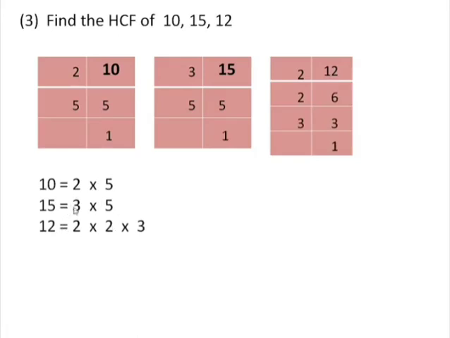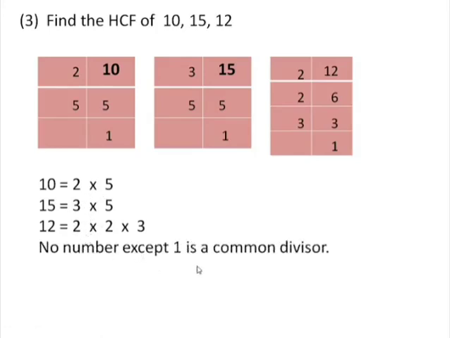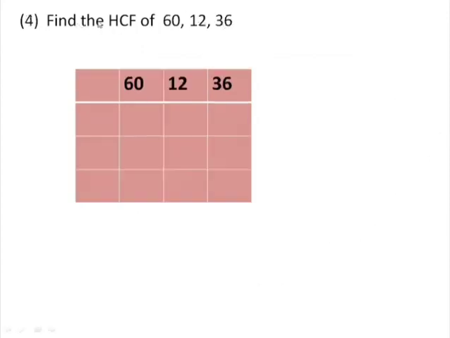Now if you look at all the three numbers, there is no common factor in all the three numbers. Hence, no number except 1 is a common divisor. In such case, HCF of 10, 15 and 12 is 1. Now next example, find the HCF of 60, 12 and 36.